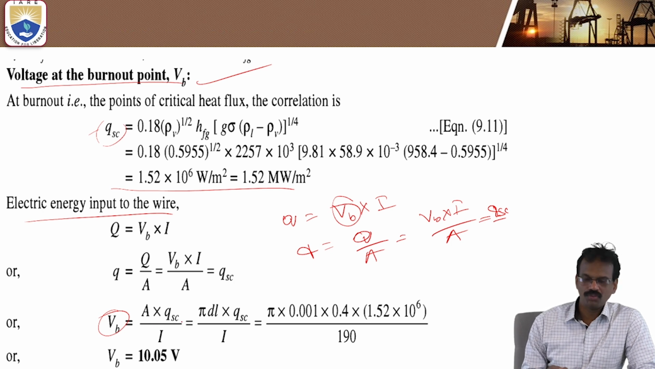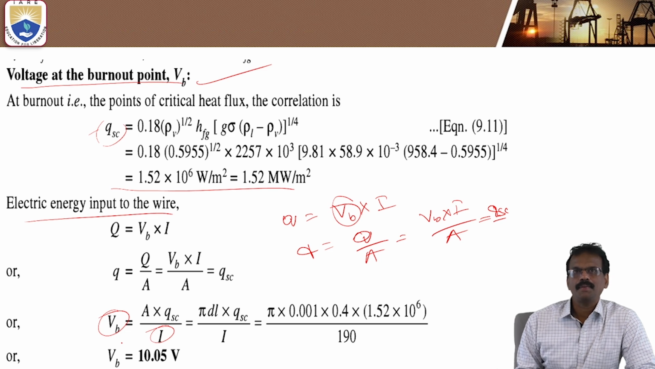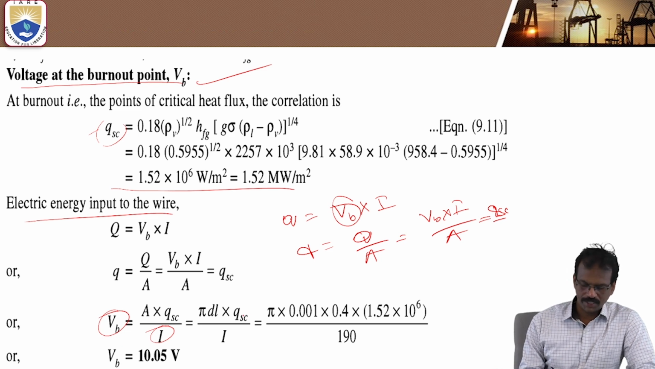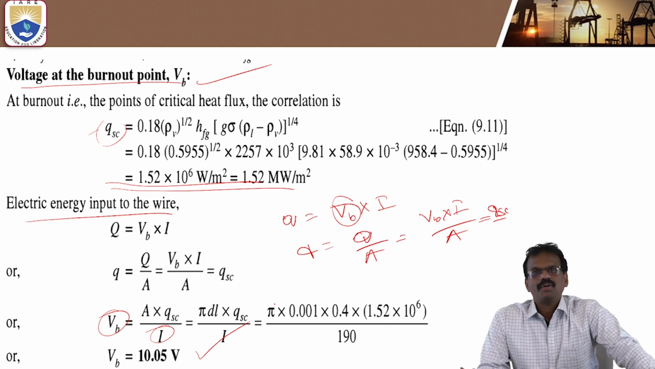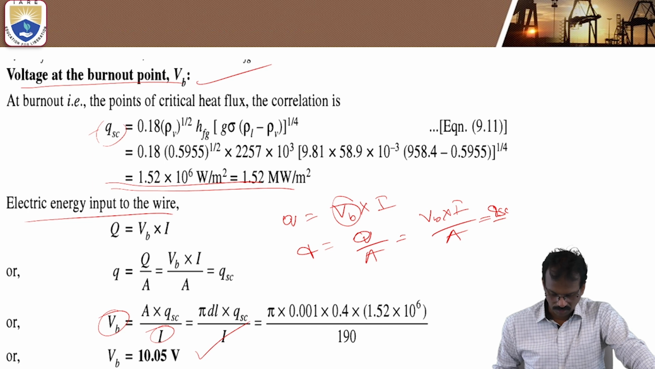So by using this formula, you can find out the V_B. V_B is equal to area into q_s by I, the current. Area is equal to pi d l. q_s is what we already found here. If you substitute these values, you will get the voltage at a critical point, at a critical heat flux. So this is the way.